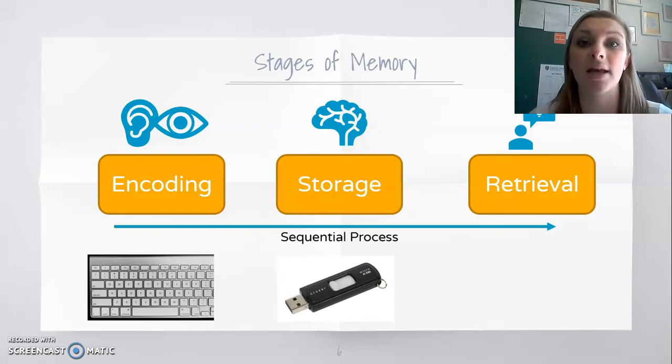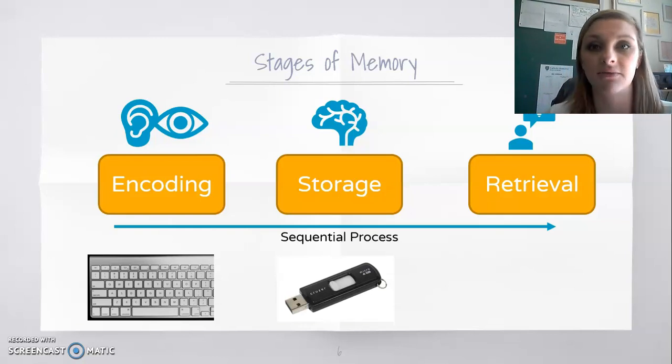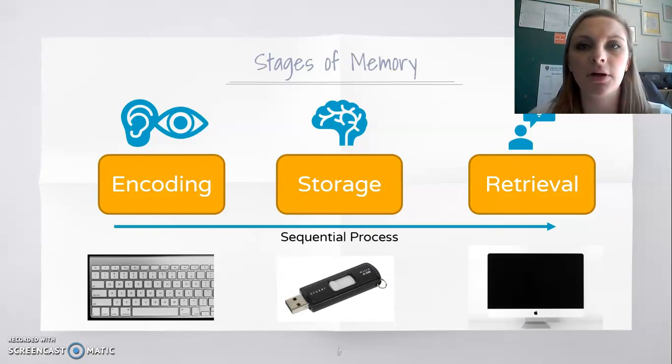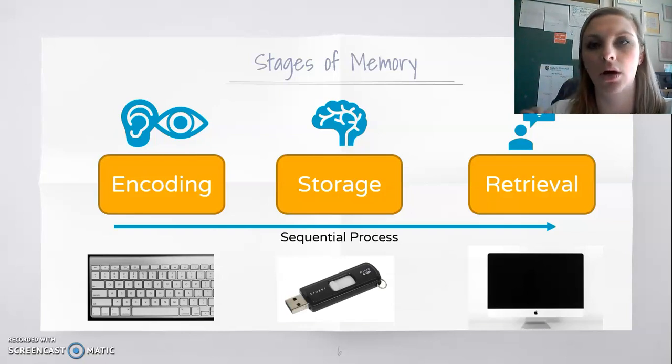Storage is saving it. Now we have saved it to a flash drive, you saved it to OneDrive, you saved it to your computer, saved it in multiple places, right? That's the storage of a memory. And then finally, retrieval is when we would go back when you want to work on it again, and you're going to pull it back up from your computer. You're going to go into the folder that it's in and pull it up.